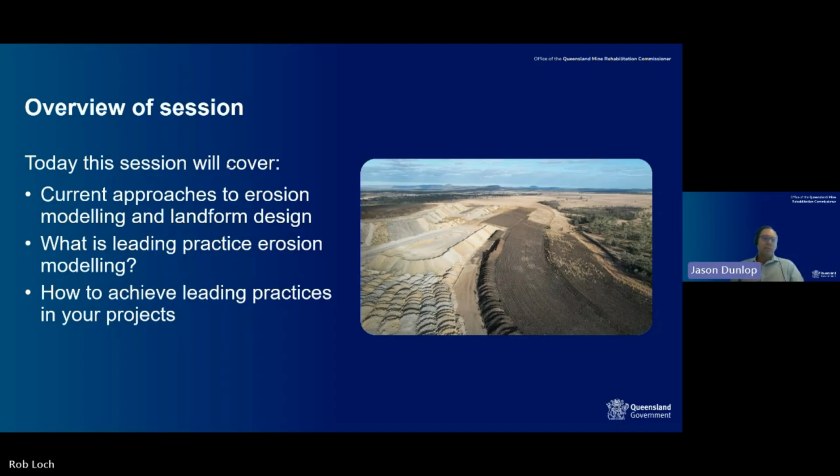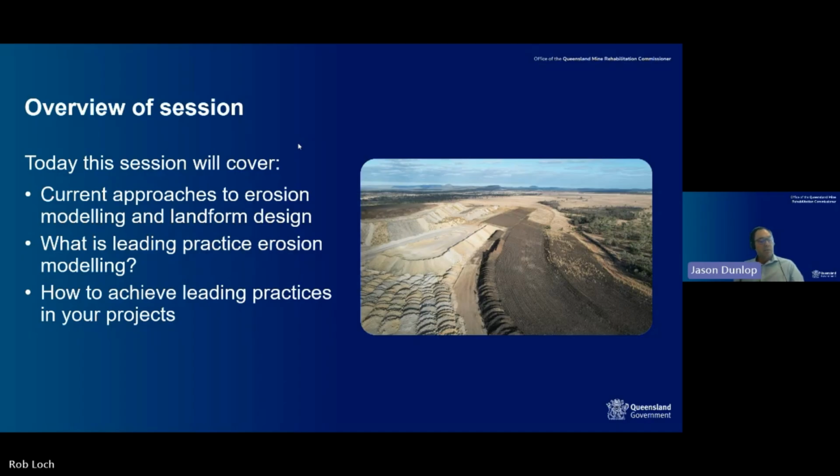So erosion modelling is critical to this process. The progressive rehabilitation and closure planning framework within Queensland now requires modelling to underpin the planning process, and there has been increasing use of modelling as a result. It's a great tool. It provides a great way to test and compare different scenarios, and it helps you look at different options and refine your designs. It is complex though. It requires specialist skills and some careful consideration needs to go into it.